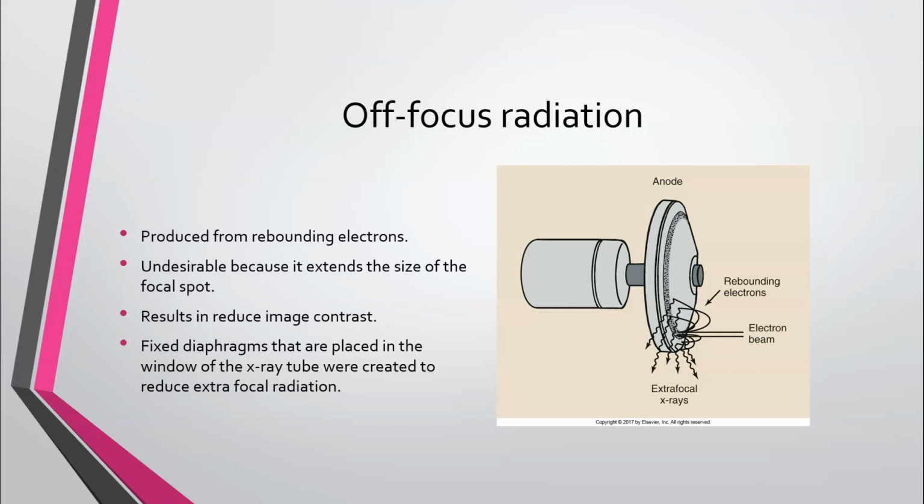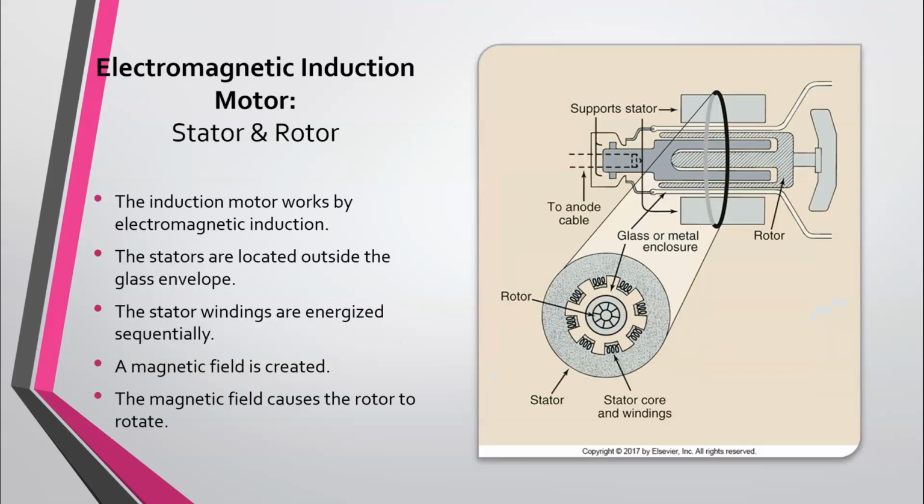So what it's doing is putting scatter radiation on your IR, okay? Fixed diaphragms that are placed in the window of the X-ray tube were created to reduce extrafocal radiation. So that's what we call extrafocal radiation.